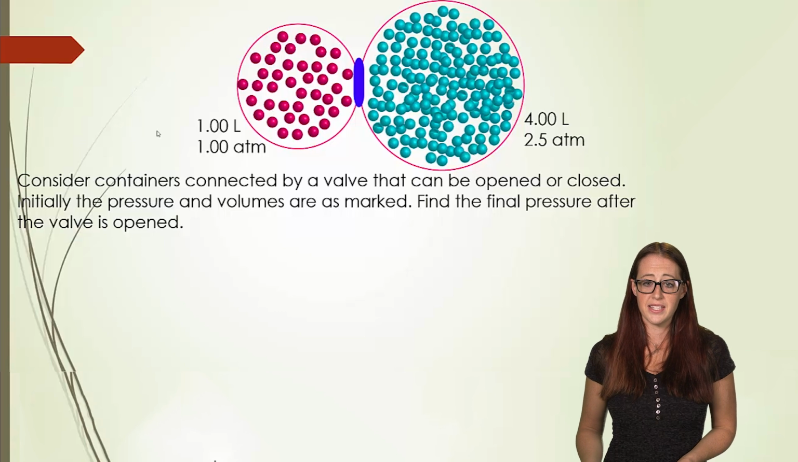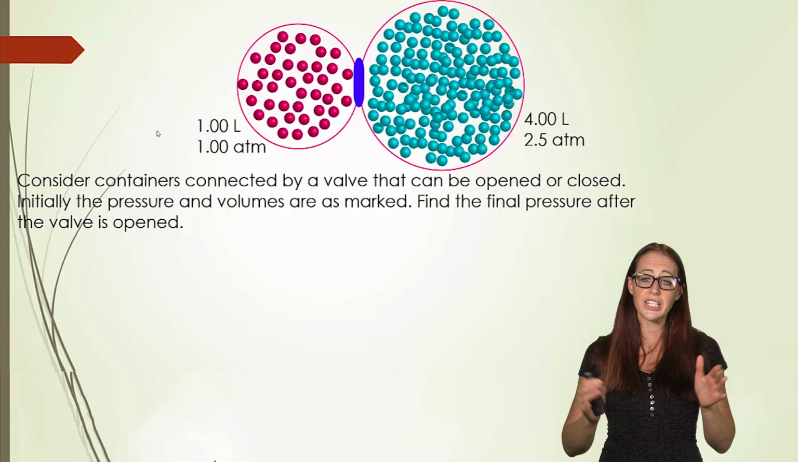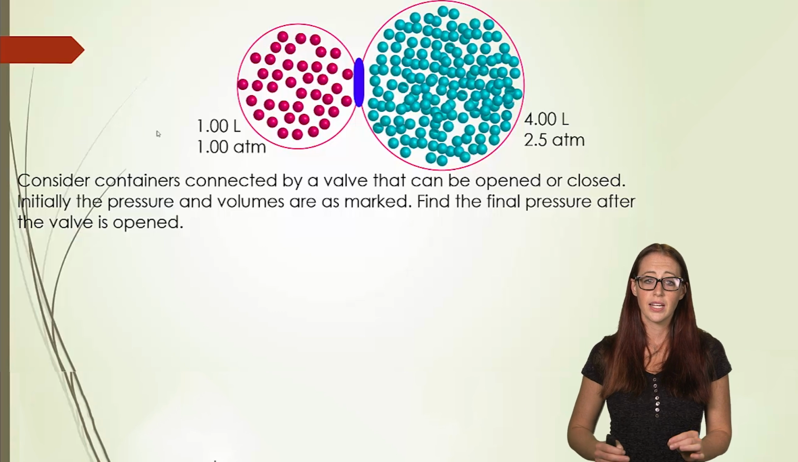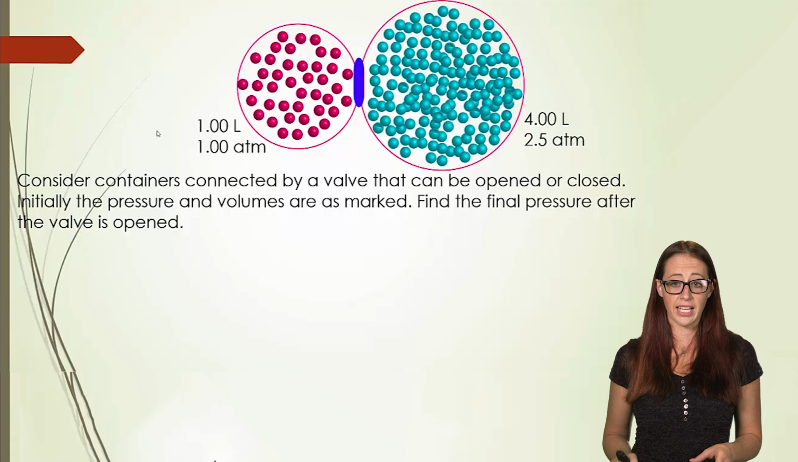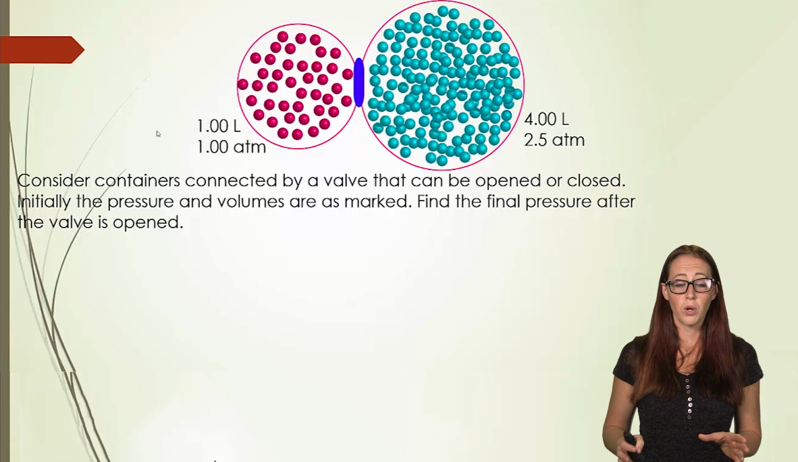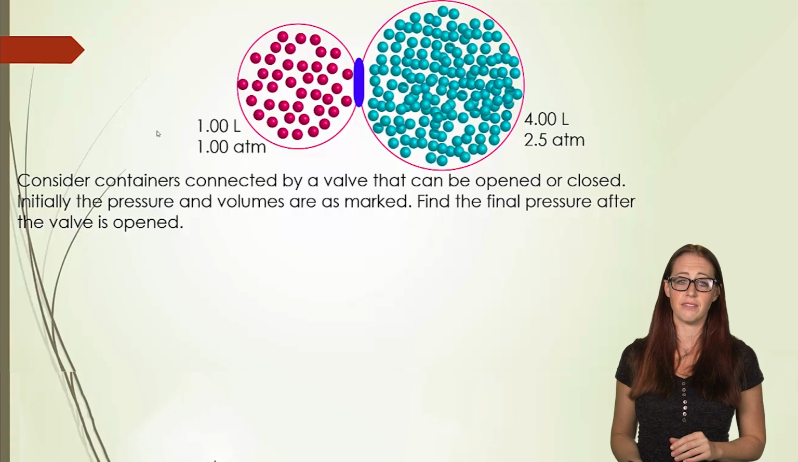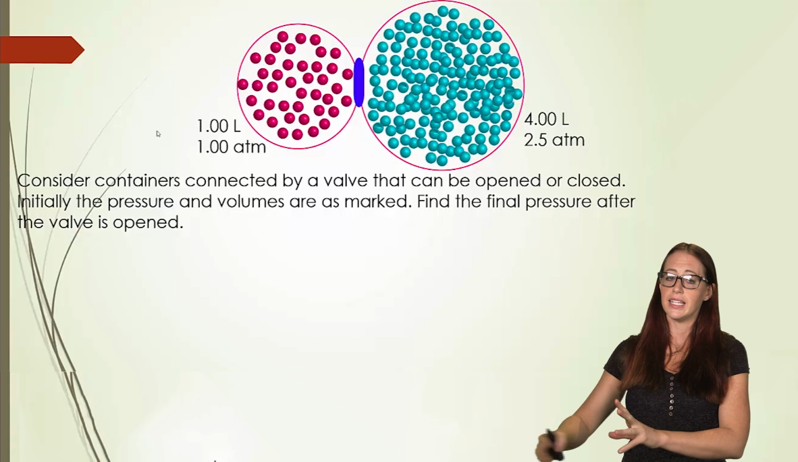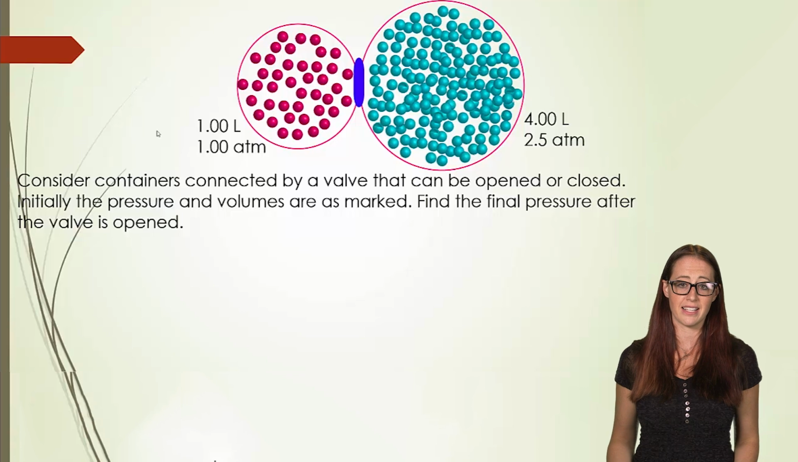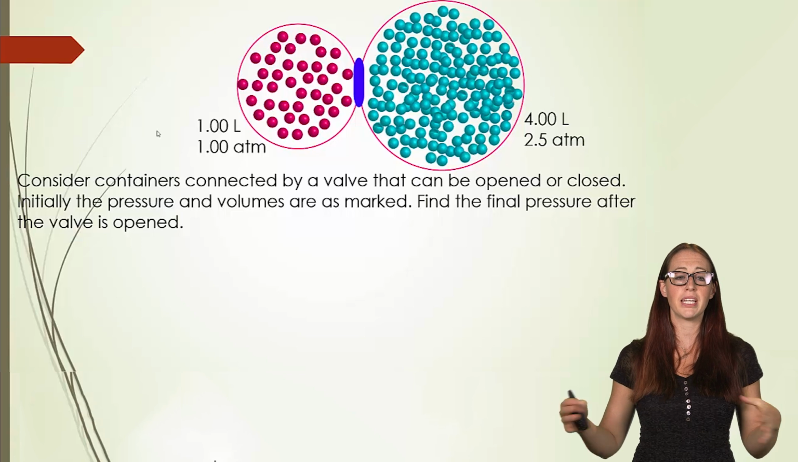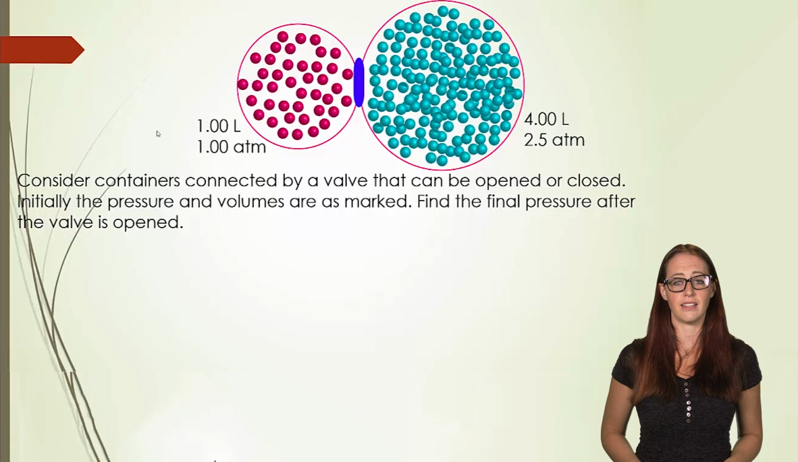So to adjust for this, what we're going to do is treat each gas individually, as we did in the ideal gas law video. We'll act as if the pink one is expanding into the whole thing all by itself, and then we'll act as if the blue one is expanding into the whole container all by itself. And then we'll be able to add those together thanks to Dalton's law.